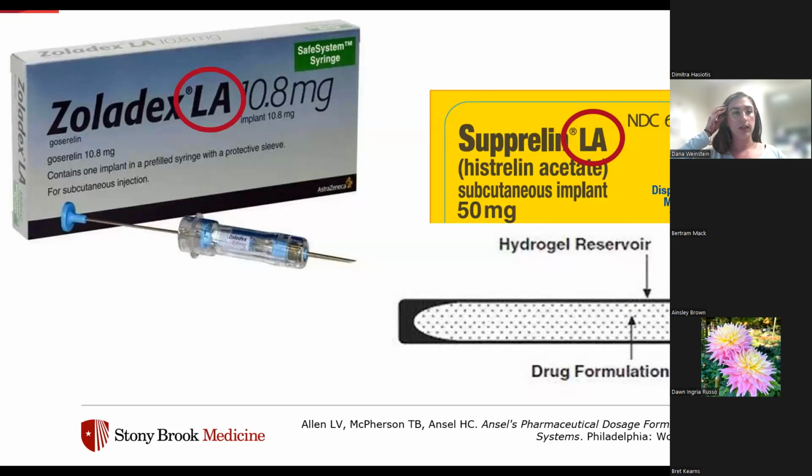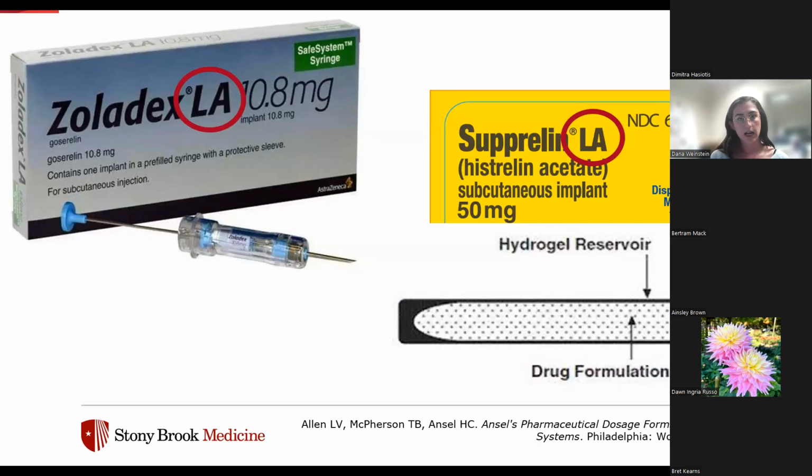So I have 2 examples for this. Thankfully, on these boxes, they actually say LA, so you would know that they're long-acting now, knowing the suffixes. And so we have Zoladex or Goserelin, which is dispersed in a matrix of biodegradable implant designed for subcutaneous injection. And it has continuous release for over 28 days, but there is also a 3-month version.